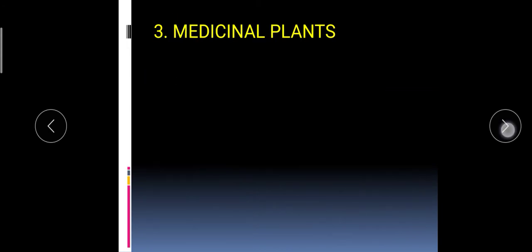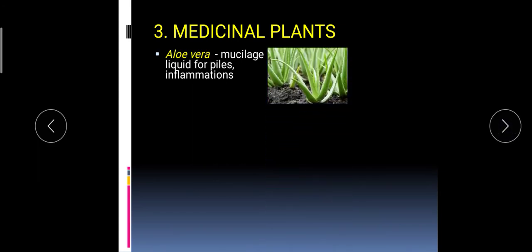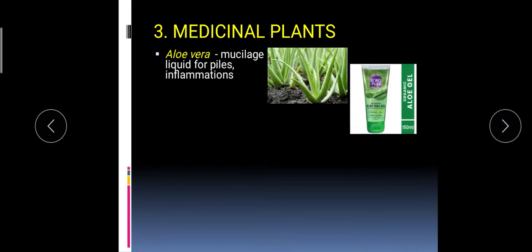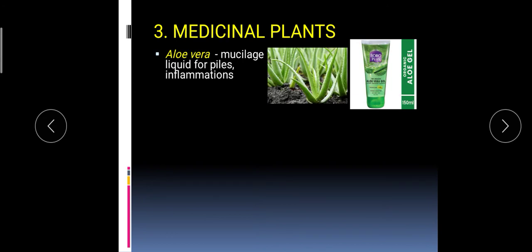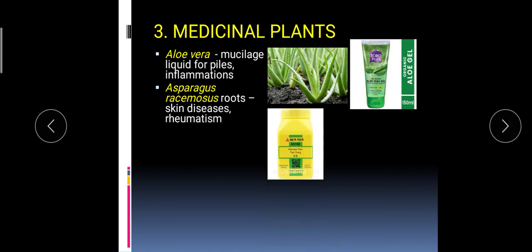Now look into the medicinal plants. Aloe vera. You know aloe vera is very common. Katarvara. Its mucilage liquid is used from the leaf part. It is used for piles, inflammations and hair growth. You know all its uses. Its gel is available in the market: aloe vera gel, aloe face wash, aloe hand wash, everything is available. And the roots are also used for skin diseases and rheumatism. Overall the plant is highly medicinal.